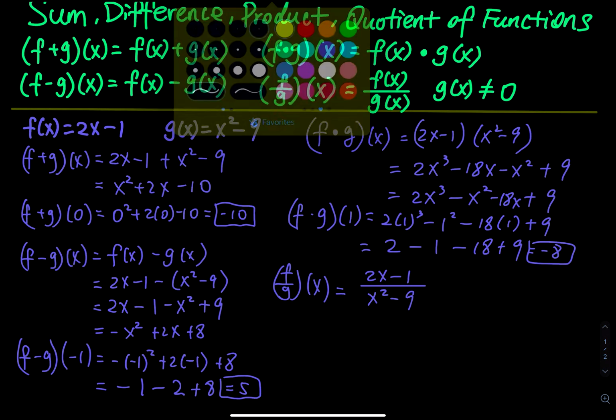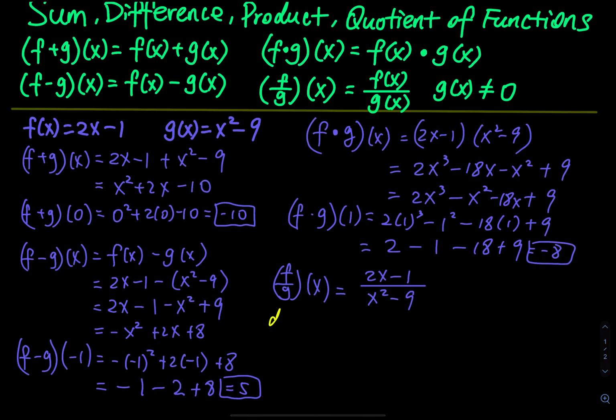Let's change this to a different color. What is the domain? For the domain, this is a rational function. Remember, the denominator cannot equal 0. So x squared minus 9 cannot be equal to 0. Therefore, this is x plus 3 times x minus 3, right? And x minus 3 cannot equal 0. So x cannot be equal to negative 3 and positive 3.